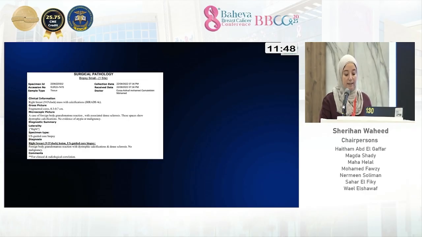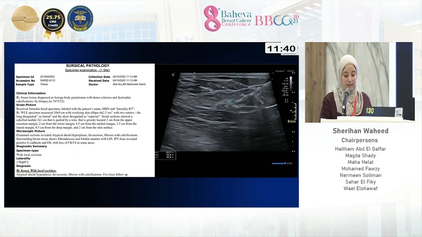The true cut biopsy came back as a granulomatous reaction, which was obviously discordant with the radiological images. Wide local excision was done, and this was upgraded to atypia, ADH with atypia.